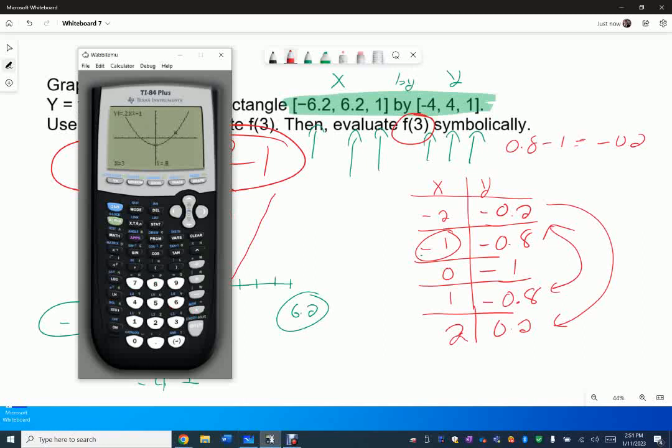I can verify that this is going to work for any of the values on the table I had here. I could plug in negative 2, enter, and I get the y value correct. Negative 1, enter. So I can do this for any x value. I can use the trace feature of the graph so I can see the y value.